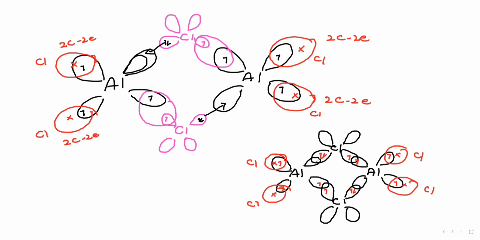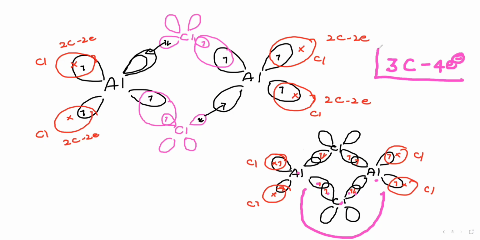Okay, now see. Now look at the bridge bond. Very important. If you look at this bonding, how many centers? Aluminium, Cl, aluminium, right? Therefore, 3 center. Understand? How many electrons are involved? 1, 2, 3, 4. Therefore, this is a 3 center, 4 electron bond. Very, very important. Understand?